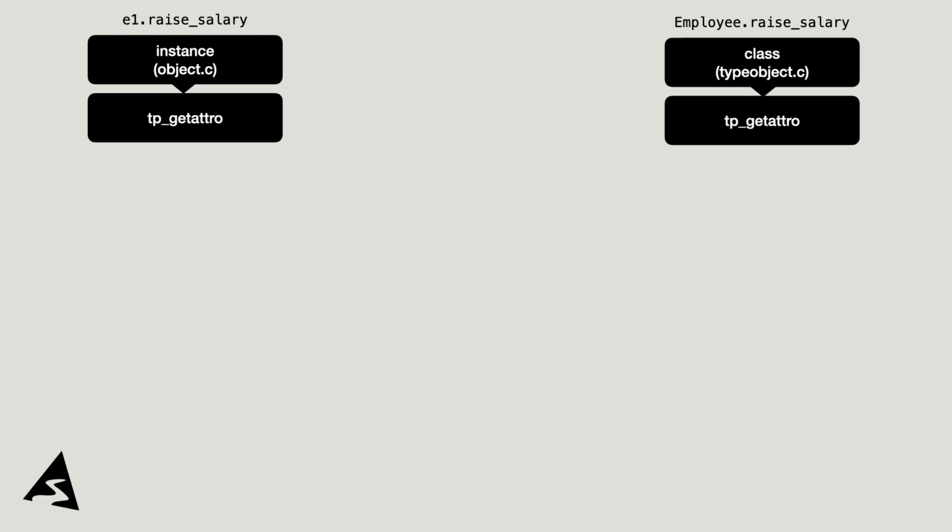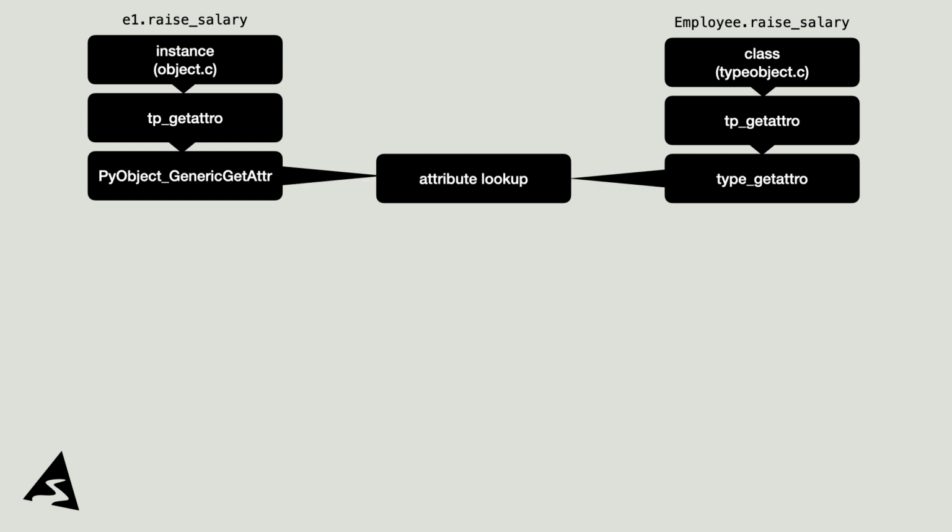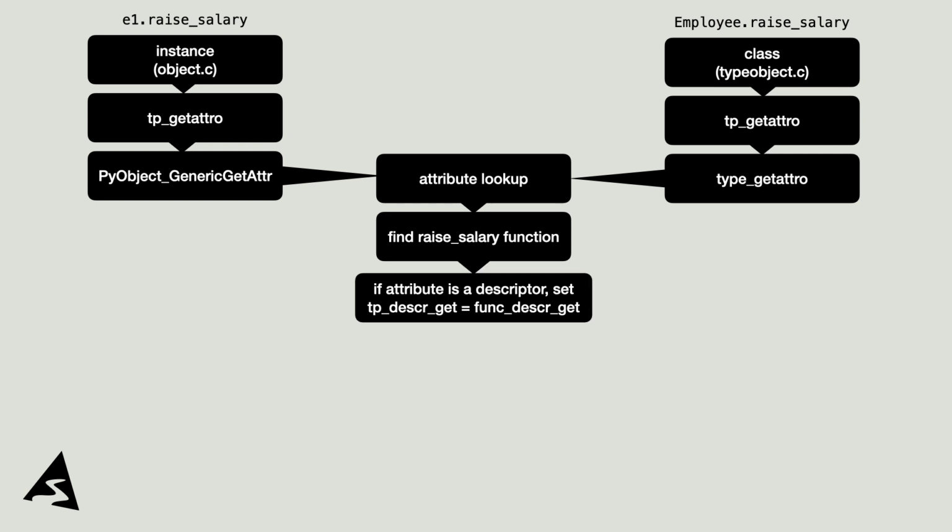Now, tp_getattro is not a function itself, but a function pointer. For instances, it points to PyObject_GenericGetAttr, and for classes, it points to type_getattro. These functions implement attribute access. Both functions start by looking up the attribute. Through slightly different paths, they eventually find the raise_salary function object in the class. Then they check whether the object is a descriptor, which means checking whether it implements the dunder-get protocol.